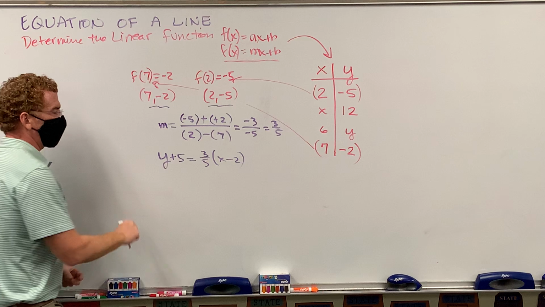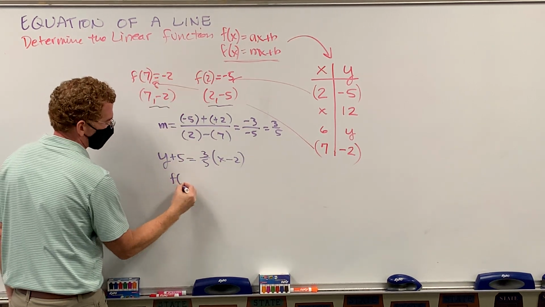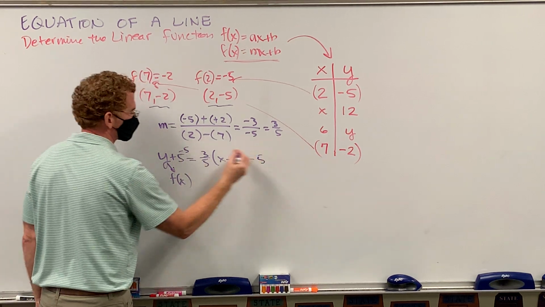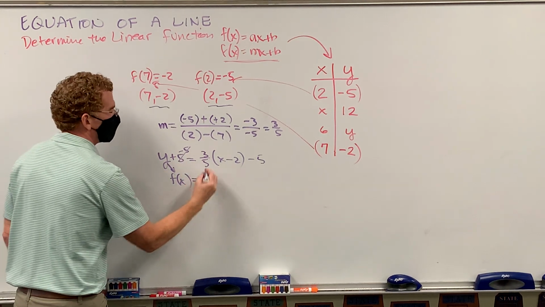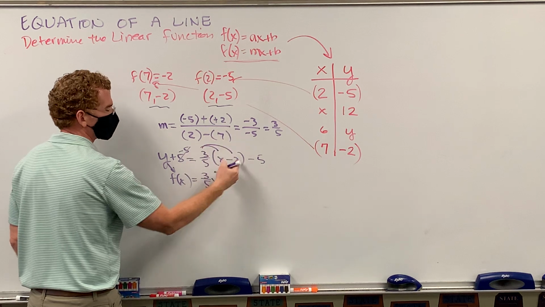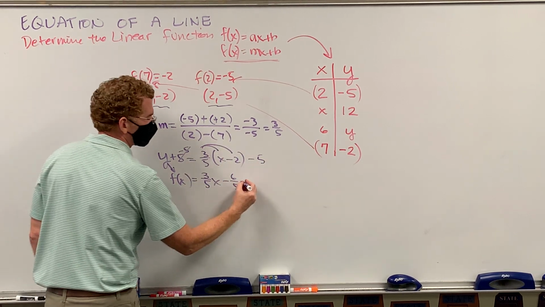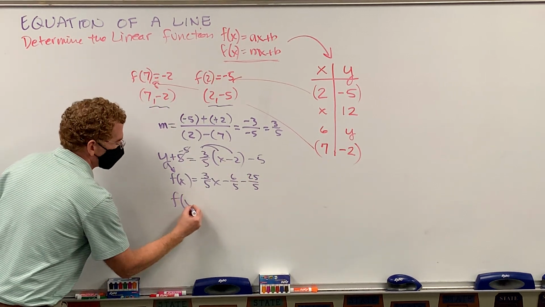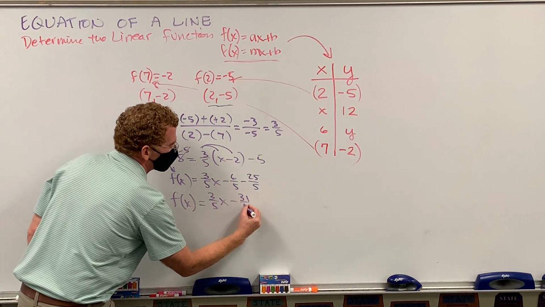And at this point, I'm going to rewrite it as a linear function. So f of x, I'm just bringing the y down. I'm going to subtract the 5 to the other side. And then all I got to do is clean this up. 3/5 x, negative 6/5. Negative 5 common denominator would be negative 25/5. So here we go. F of x is 3/5 x minus 31/5.